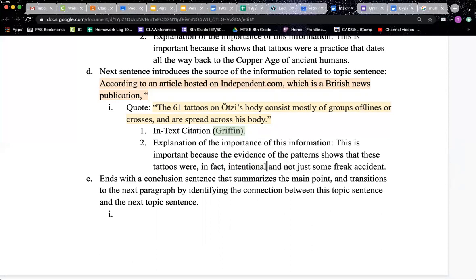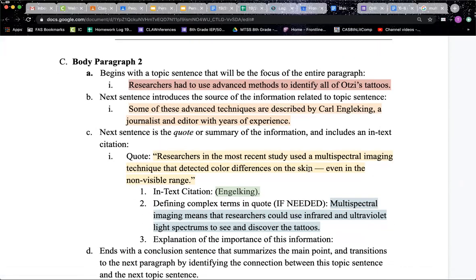So I took this little blurb about lines and crosses, and I'm showing how that proves that these tattoos were intentional. That's the whole point of my explanation. They were intentional. They were done on purpose.